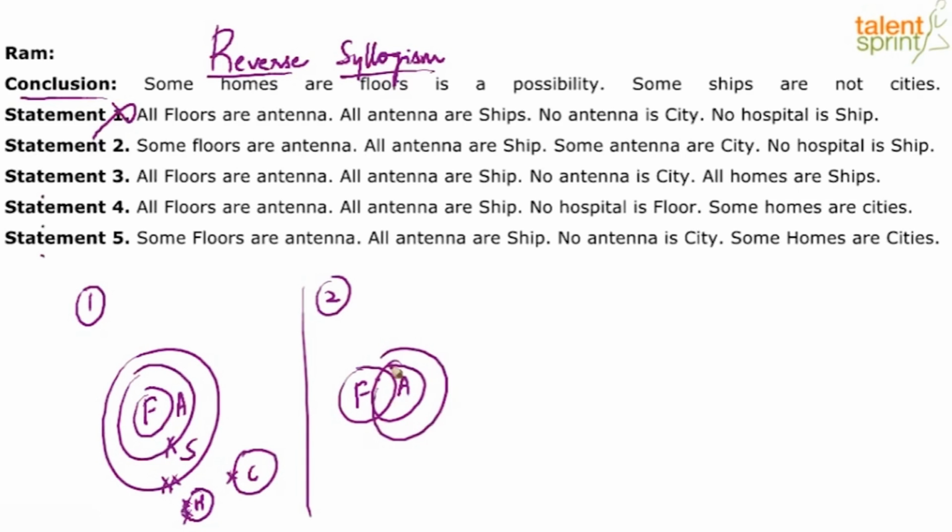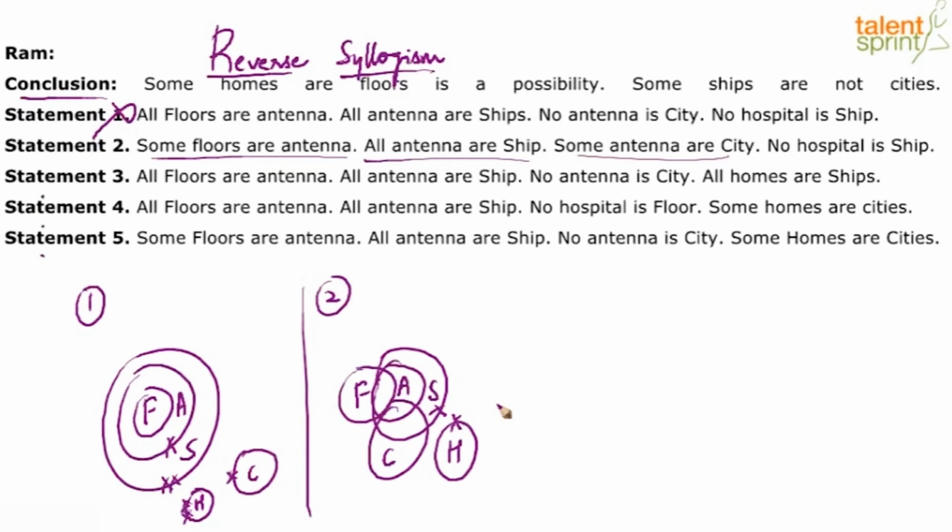All antenna are ship. Then some antenna are city. All antenna are ships. Some floors are antenna. Let's say some antenna are city. And no hospital is a ship. So hospital and ship would not touch each other, right?